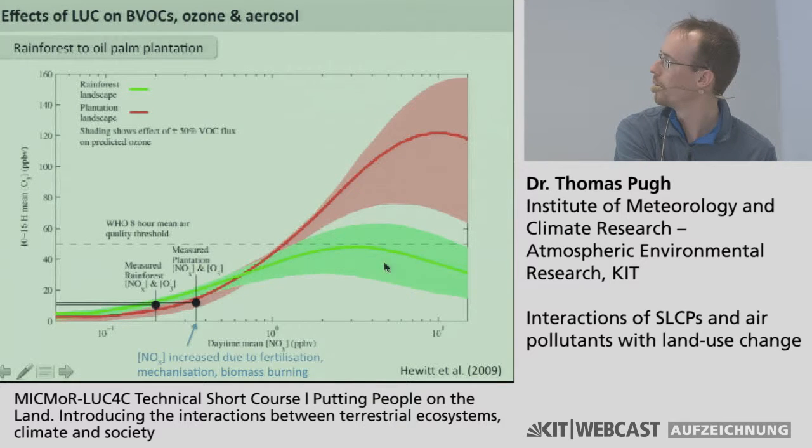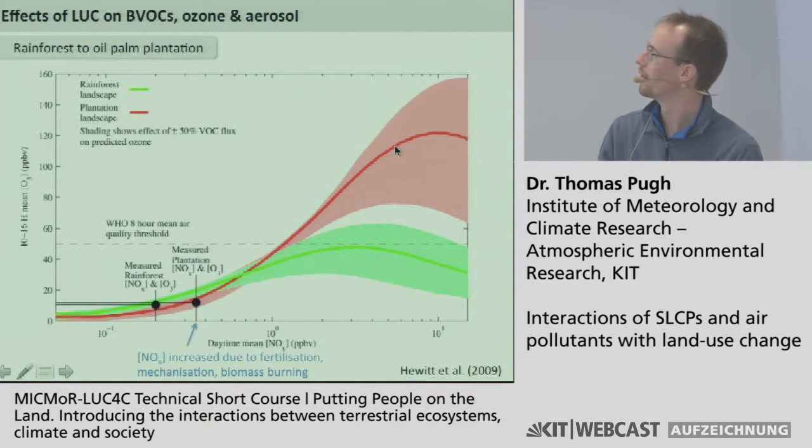But in the case of the oil palm, the chemistry really kicks off, and you get these incredibly high mixing ratios, which are really quite serious. You know, something of 100 parts per billion is going to have very significant health effects as well as effects on plants and crops.